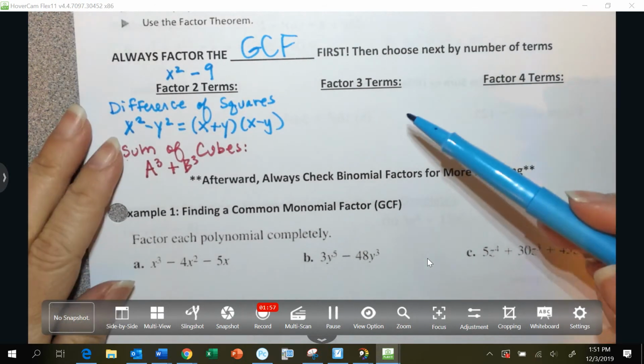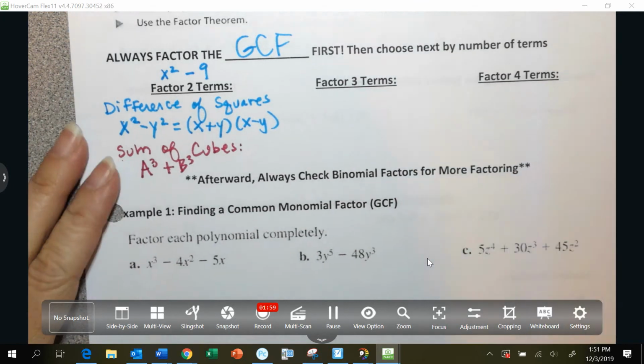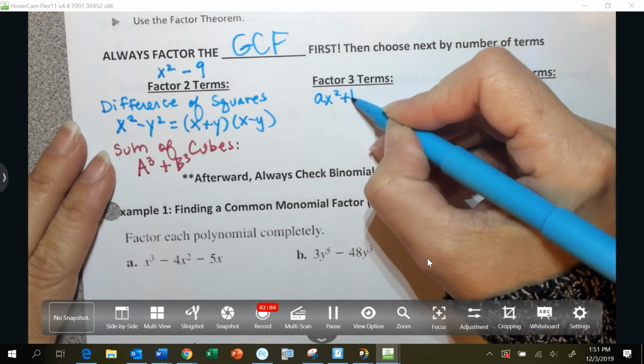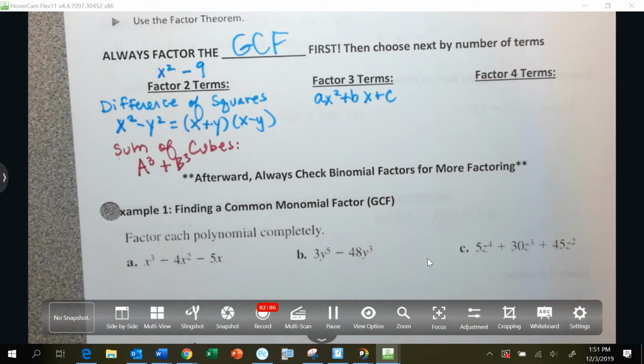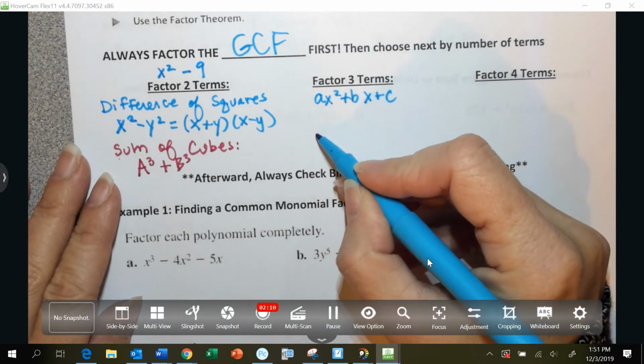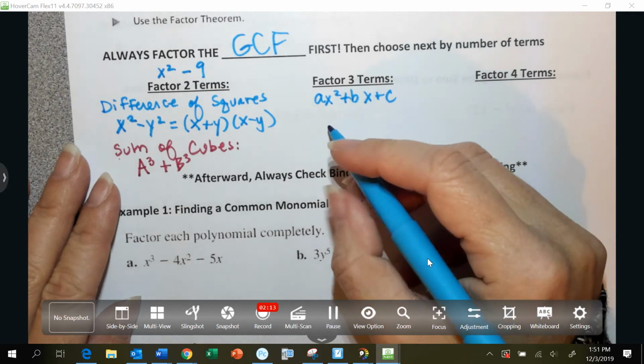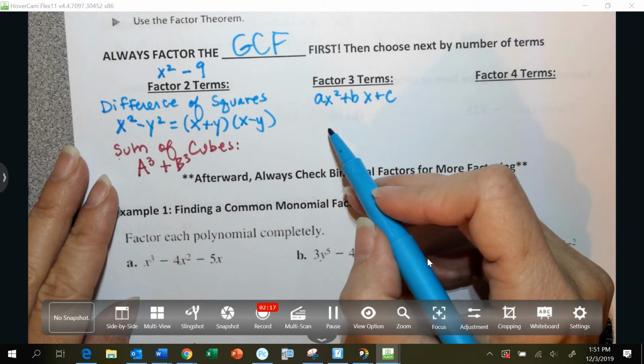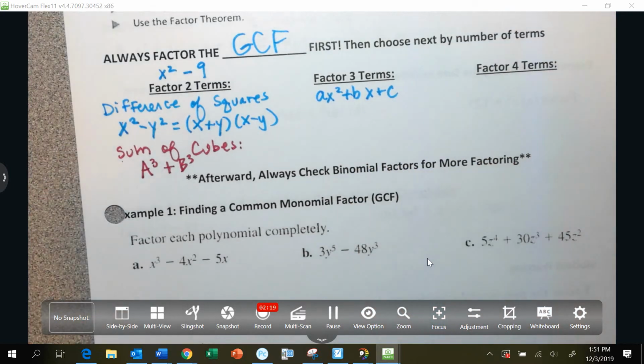All right, if we have factoring 3 terms, that would be like ax squared plus bx plus c. What kind of factoring do we use for this form? That's not factoring. That is called complete the square. You're in that frame where you're solving. Factoring is one of those methods that we use to solve, but how do we just factor?